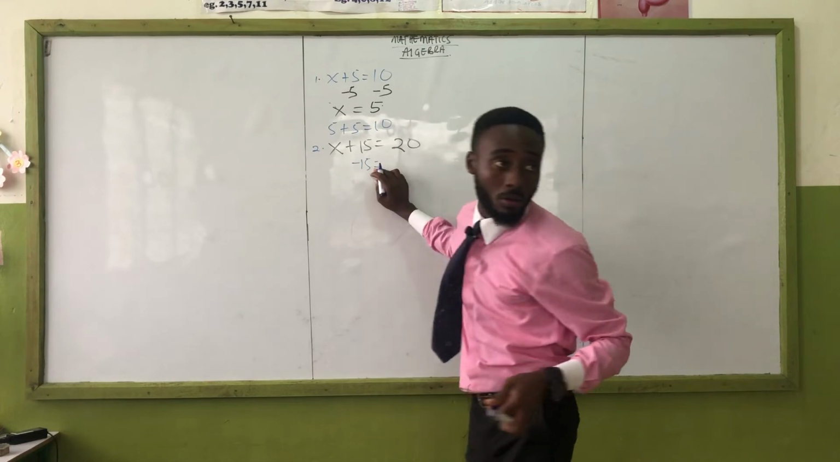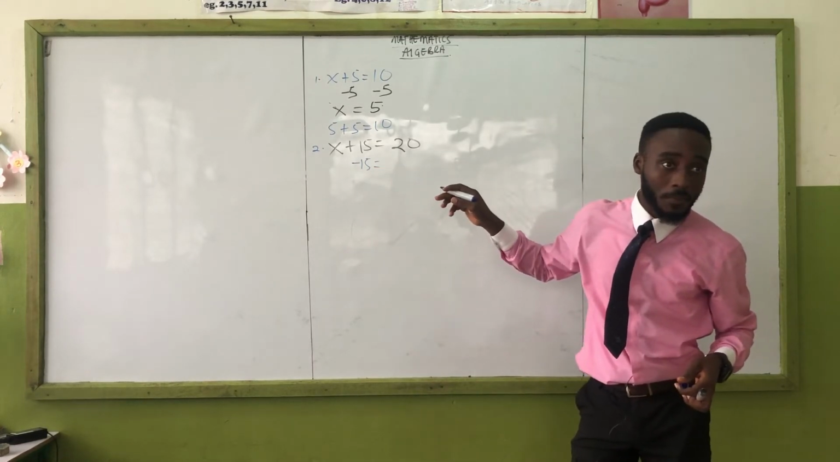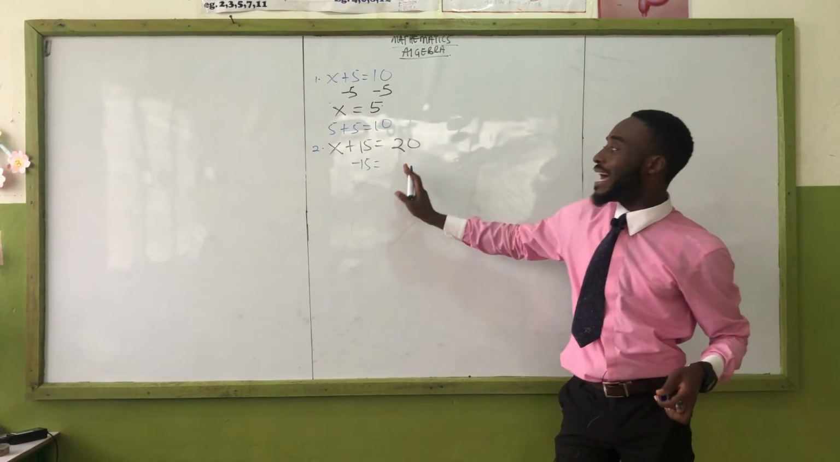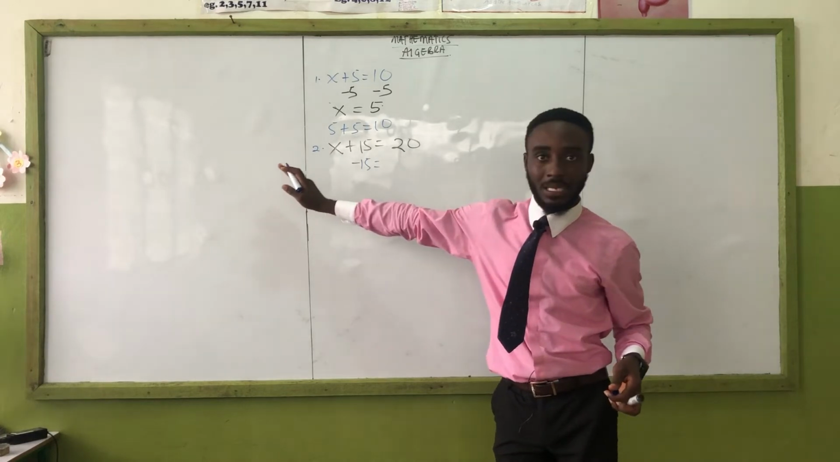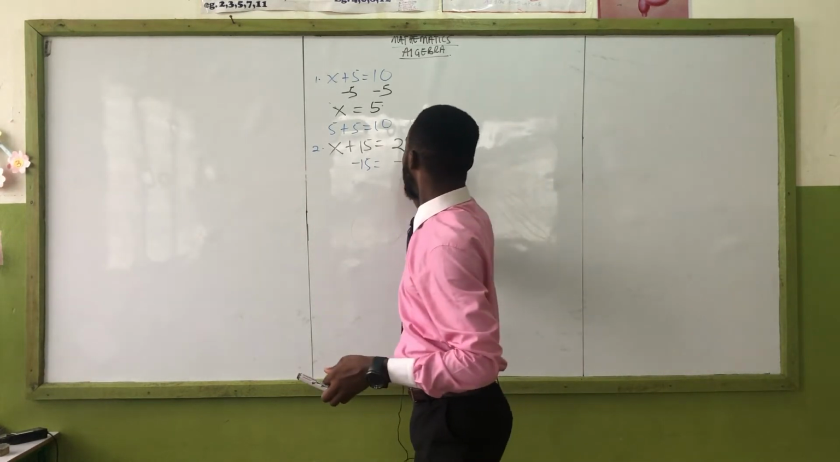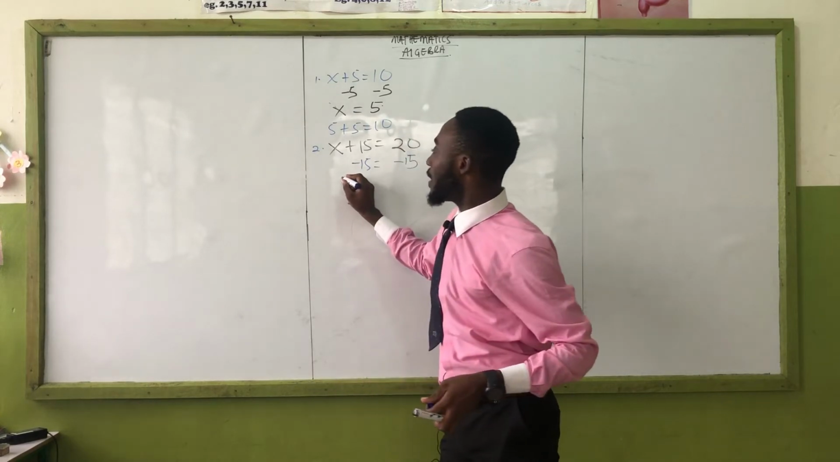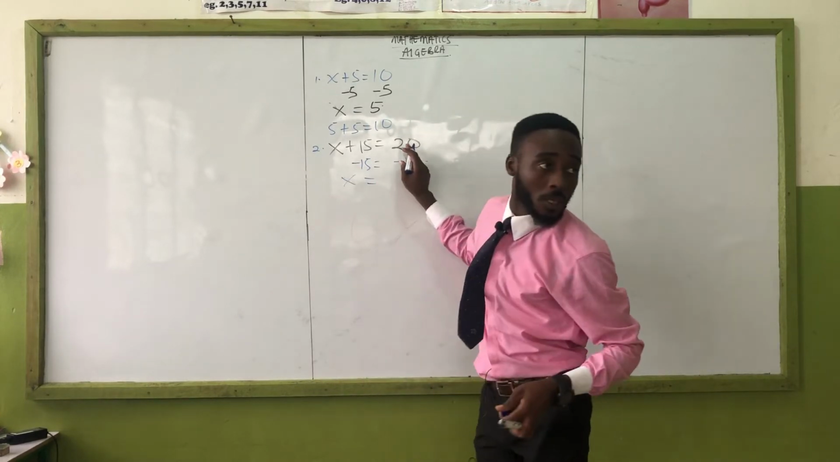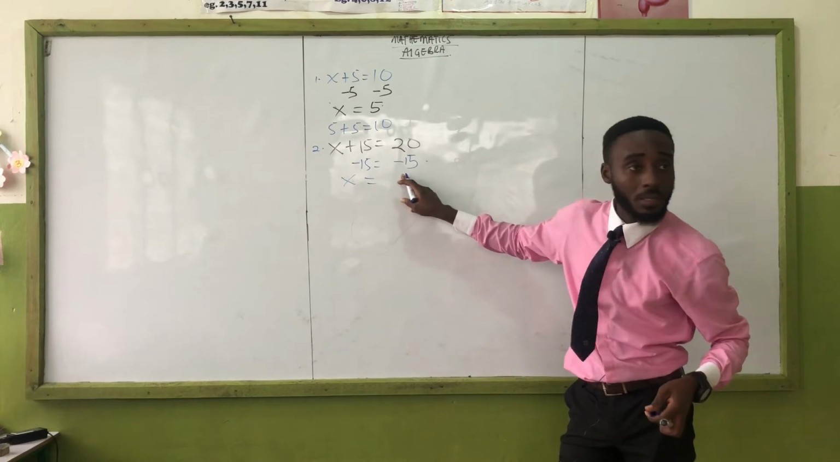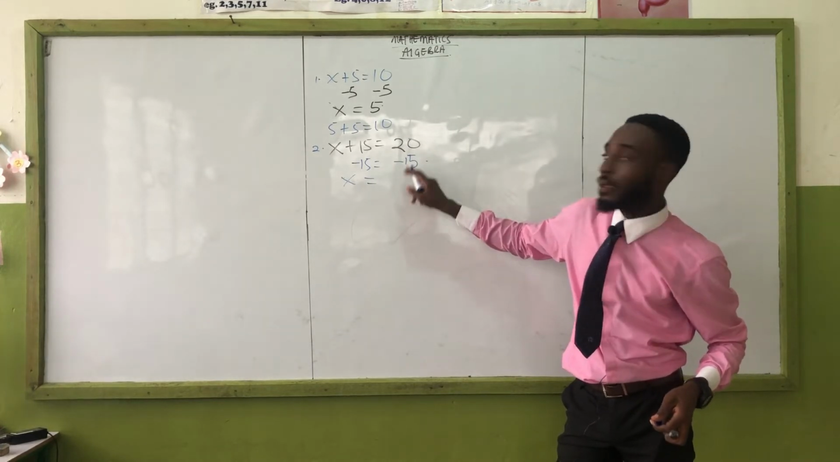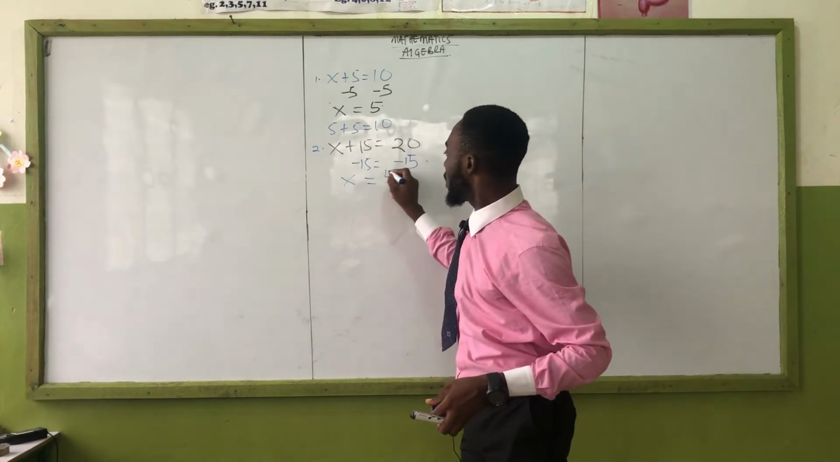But then, is that all? No. What should I do again? Subtract another 15. So whatever I do to the left, you do to the right. I do to the right. So what do I get? That will be x is equal to what? What's 20 minus 15? 5. Perfect. So 5. Are you following?